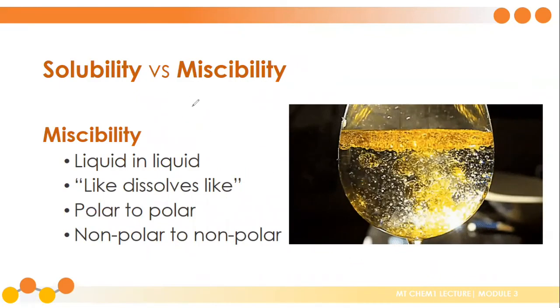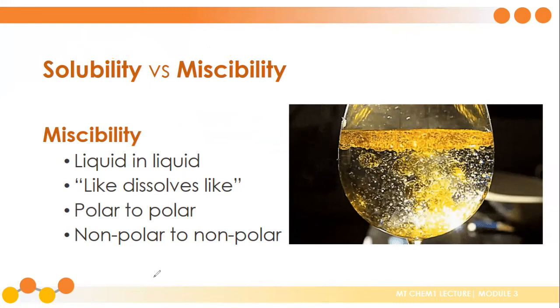The terms that we use for miscibility are miscible and immiscible. Miscible means two liquids mixed with each other, while immiscible means they did not mix. Try to remember that. Do not confuse miscible and immiscible with soluble and insoluble. Solubility talks about solid and liquid, solid plus liquid. Miscibility is liquid plus liquid.